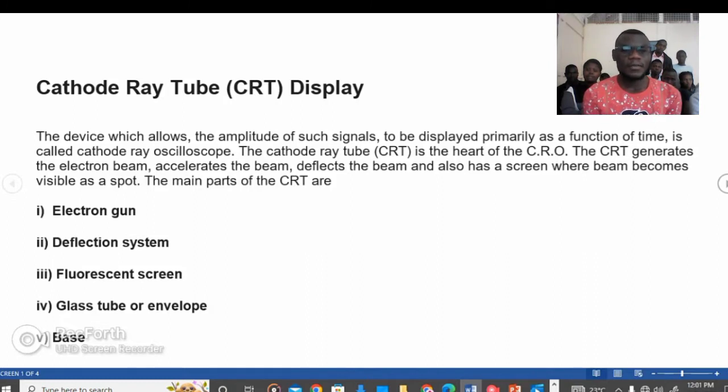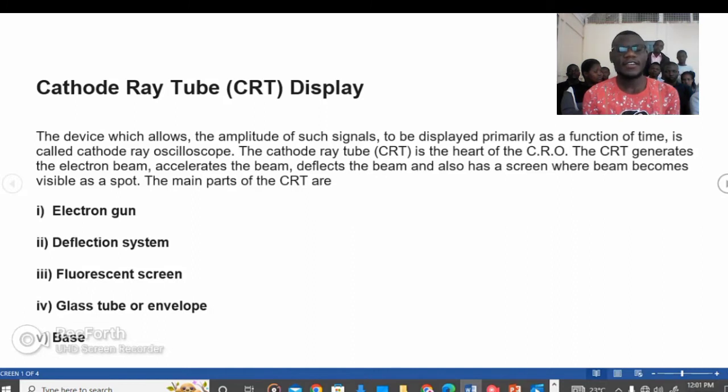Okay, welcome to the physics class. Today you are going to learn about the cathode ray tube display. Most of you have been asking why, nowadays, you look at the TV screen and you see pictures. So today I'm going to teach you about the cathode ray tube and how those pictures are displayed on the TV screens.